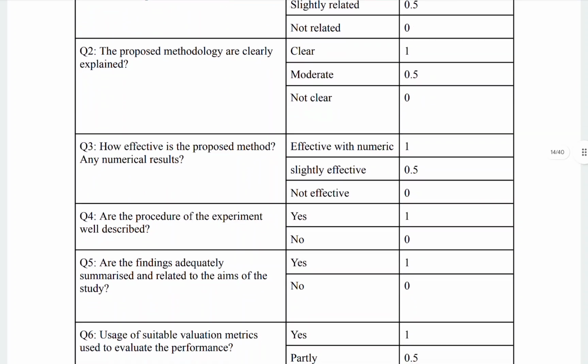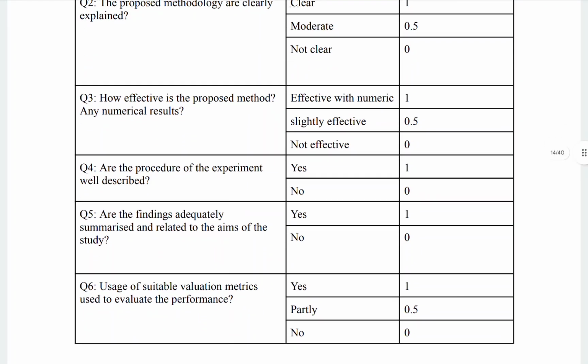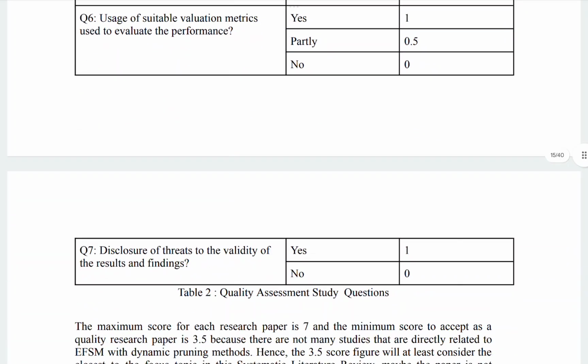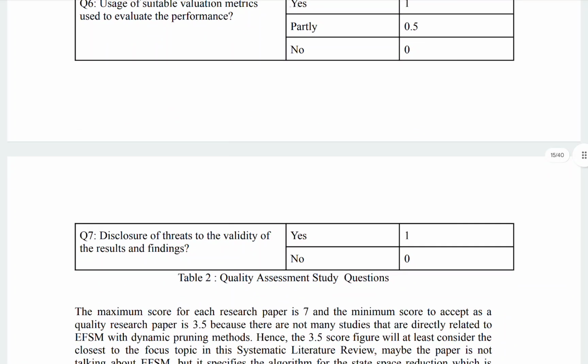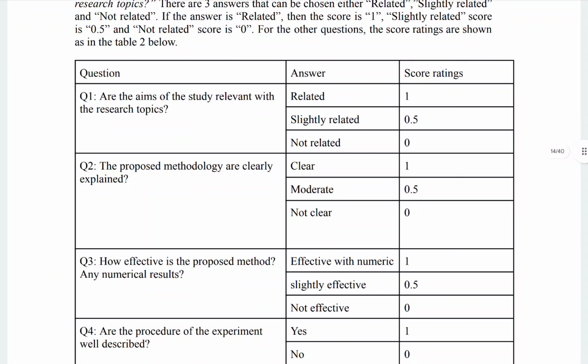Question four: is the procedure of the experiment well described? Number five: are the findings adequately summarized and related to the aims of the study? Number six: is there usage of evaluation metrics to evaluate the performance? And lastly, number seven: are there threats to the validity of the results and findings? Bear in mind, every answer to the questions we use to filter has a score rating, because from the score rating we can measure their quality.